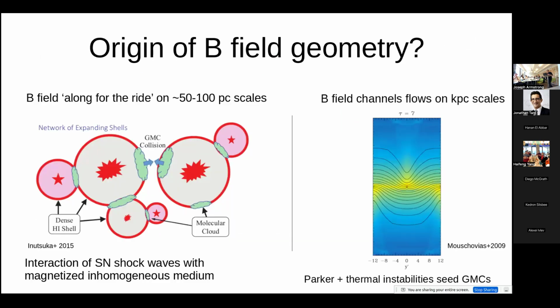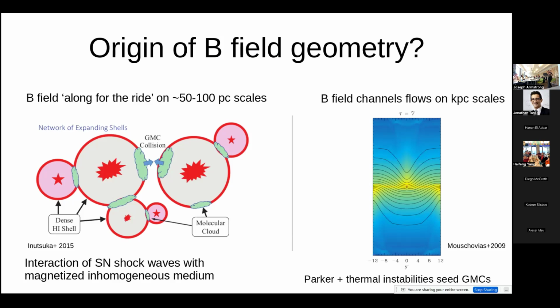The underlying question that has been in our minds from this work is, if you have constrained this 3D magnetic field geometry, does that tell you anything about how this came to be? How did the magnetic field form, and how does the Radcliffe wave form? We know that with different theories of how clouds form, we expect different roles for the magnetic field.